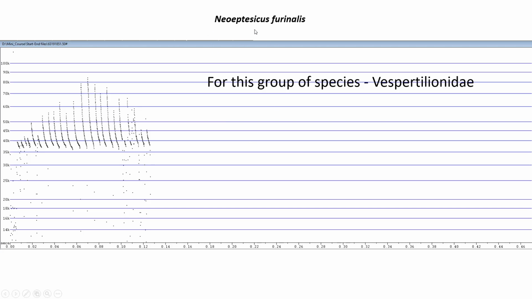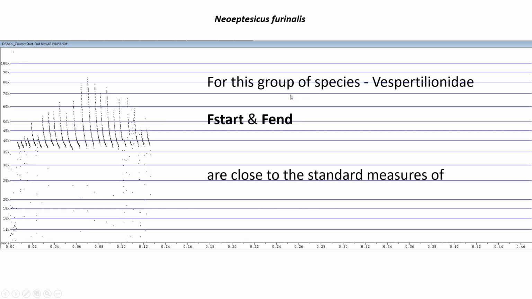So I'll use an example of Neoptesicus furinalis, that was considered Eptesicus furinalis, the Argentine brown bat. The whole genus has been split, and most of them are Neoptesicus now. This is a widespread medium-sized Vespertilionid from Central America down into South America. For this group of species, the f start and f end are also actually close to the standard measurements of f max and f min. So you can see how this concept of these parameters may have begun.